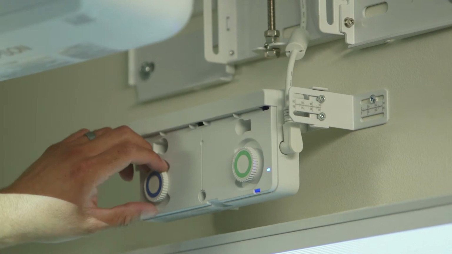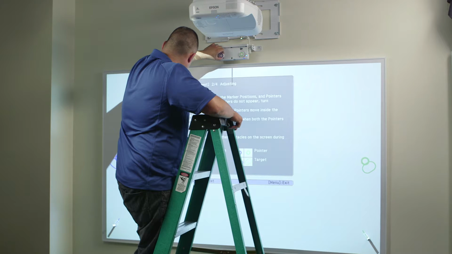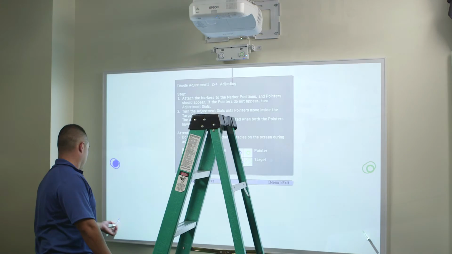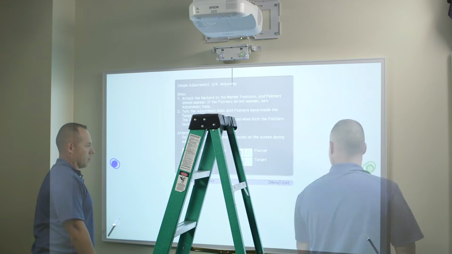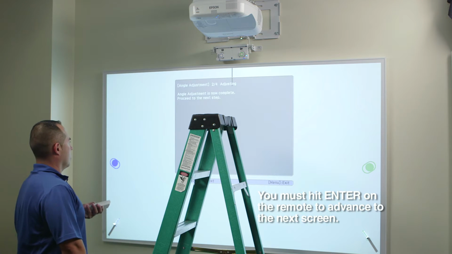Then begin turning the dials clockwise, which will move the circles on the screen inside the ovals which are stationary. Once the circles are inside the ovals, they will become solid. Once they are solid, press Enter on the remote to go to the second step.